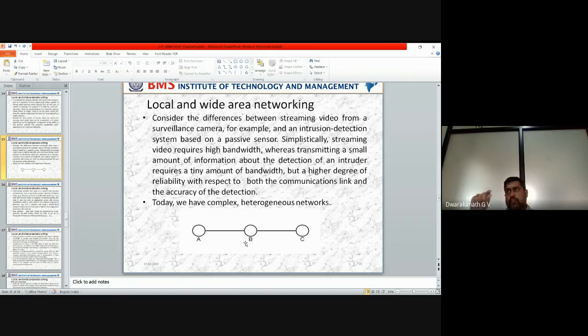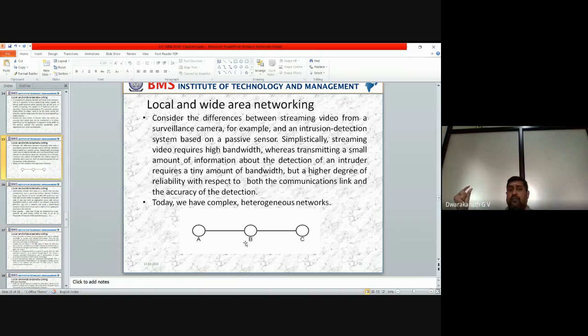So always watching the video and streaming that particular video needs a high bandwidth, whereas transmitting a small amount of information about the detection of an intruder, somebody crossing the fence, somebody crossing the border.